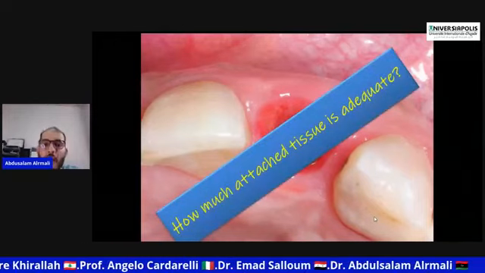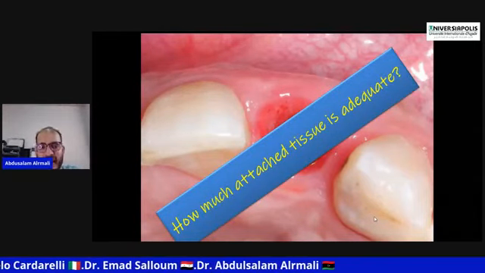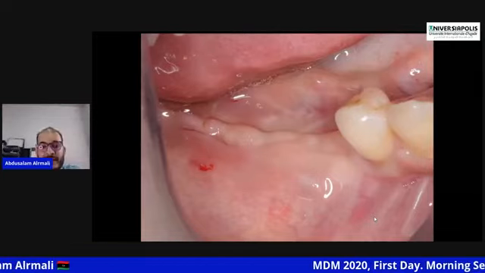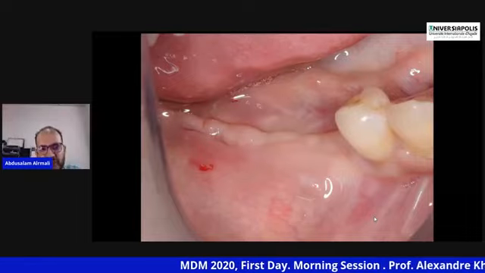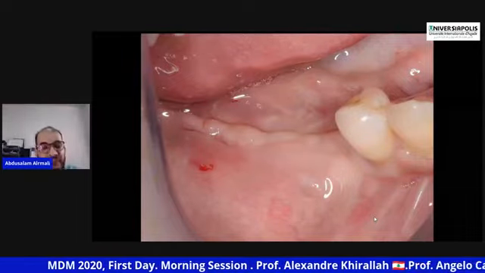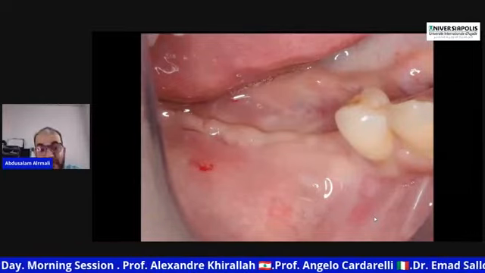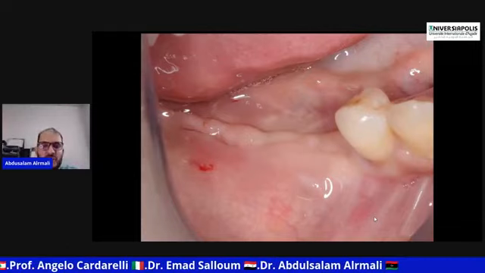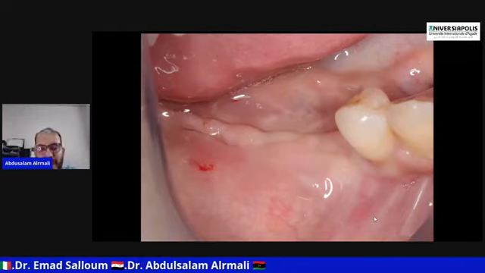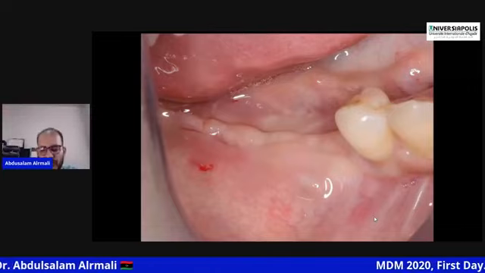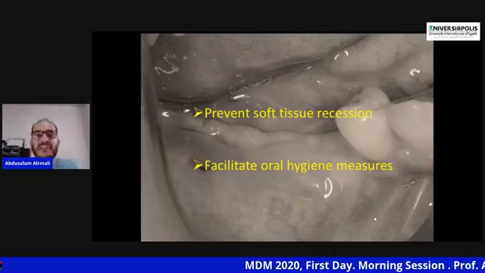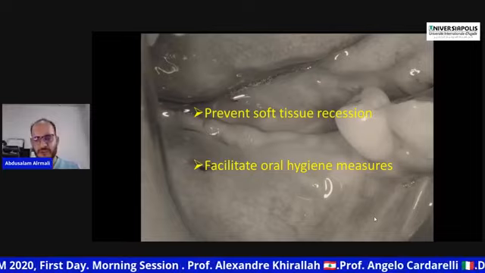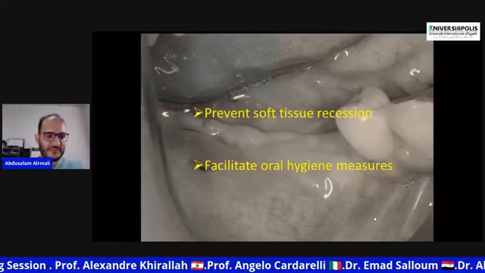Okay. So the question: how much attached gingiva is needed or adequate for such cases? In the posterior area, actually, we have a very common problem in the posterior mandible. There is all the time a problem with the keratinized gingiva. That's why you have to do a free gingival graft or an apically displaced flap if there is adequate keratinized gingiva lingually. But in most cases, there is a lack of keratinization on the lingual side as well as on the buccal side, which may cause a very big problem later on with time. So to prevent soft tissue recession and facilitate oral hygiene measures, you have to build keratinized soft tissue around the implant.